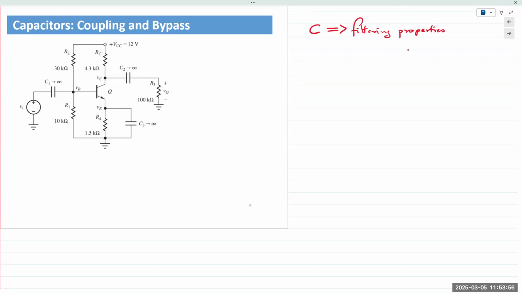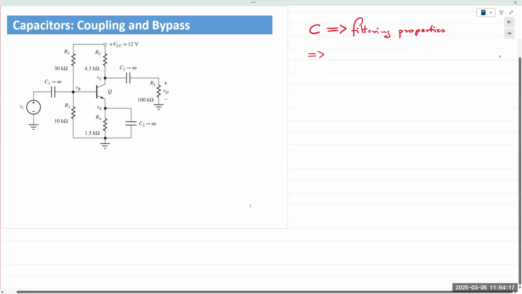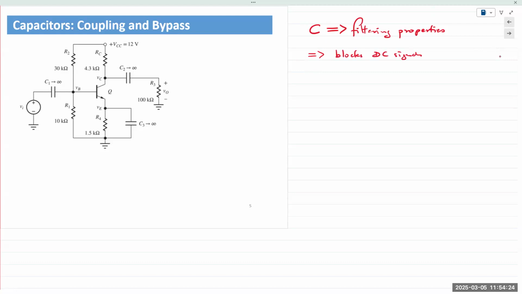All right. So capacitors block DC because the lower the frequency, the higher the impedance, 1/2 pi FC. As the frequency increases, the capacitor behaves like a short circuit. As the frequency decreases, the capacitor behaves like an open circuit. So for DC signals, it acts as an open circuit or blocks. So it blocks DC signals and permits AC signals.